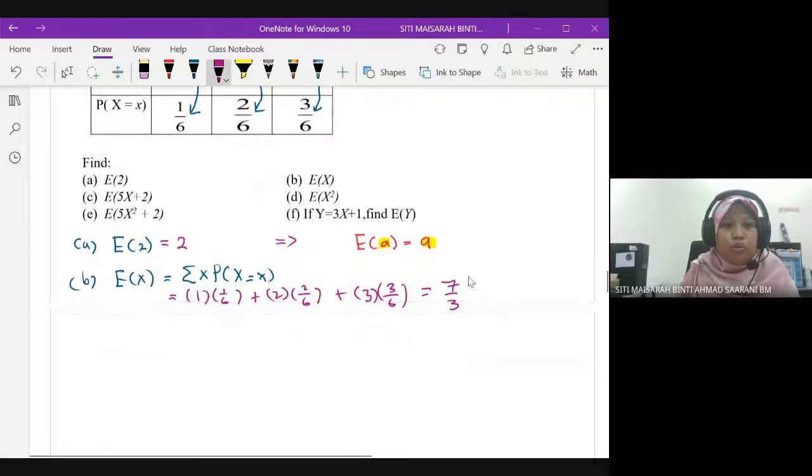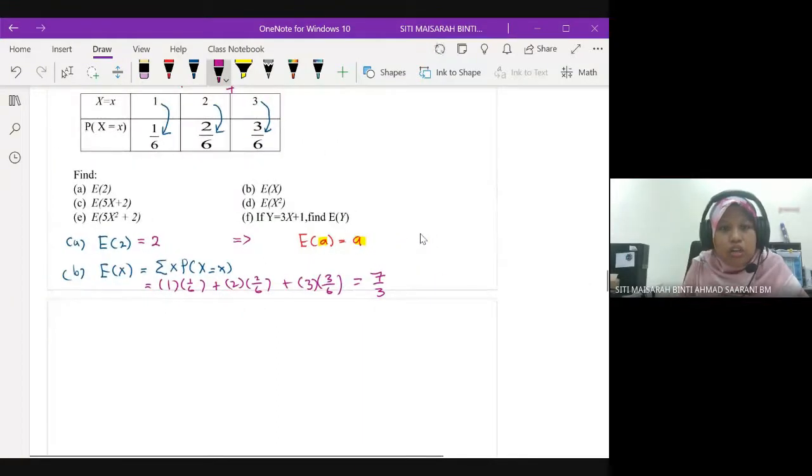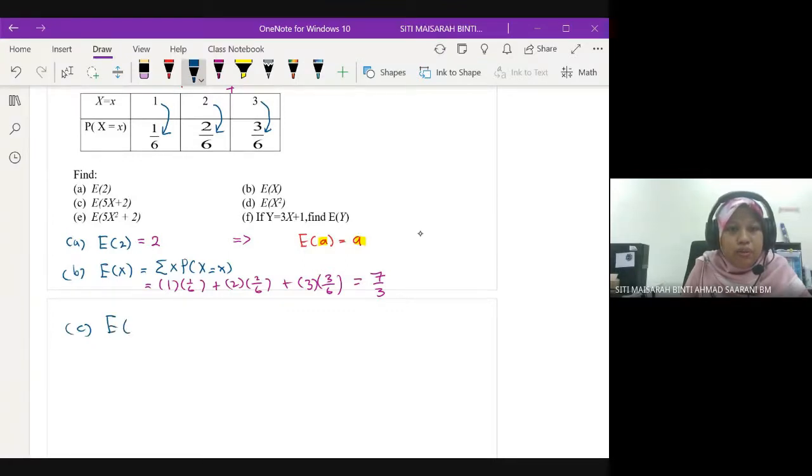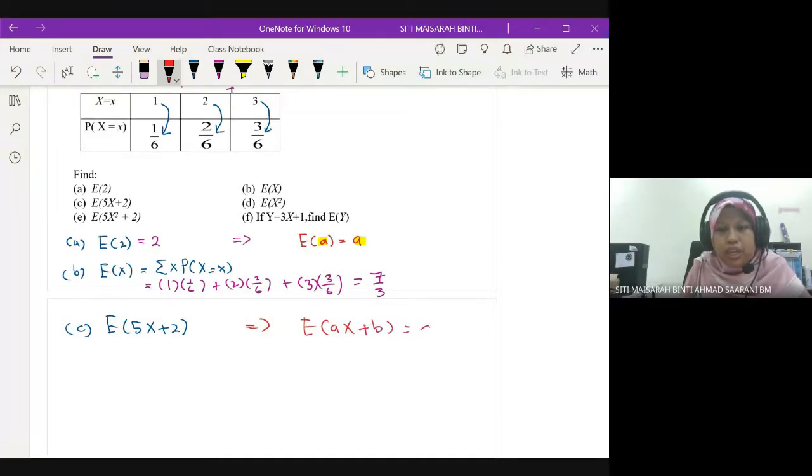And then after that, we want to find seterusnya for C ya. Okay, for C, for question C, we want to find expectation of 5x plus 2. Okay, from properties, EAX plus B is become AEX plus B. So for this case, kita akan dapat 5EX plus 2. Okay, so 5EX plus 2.